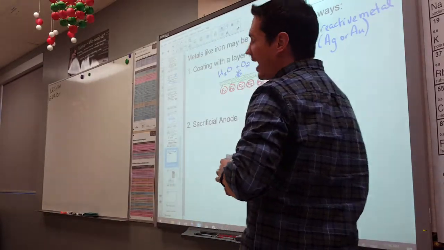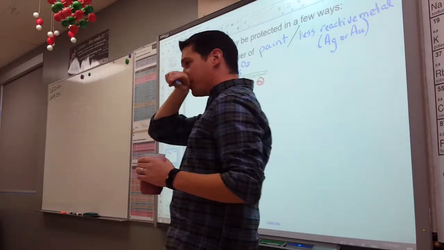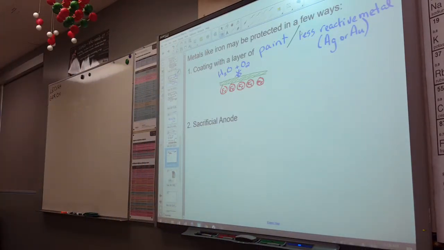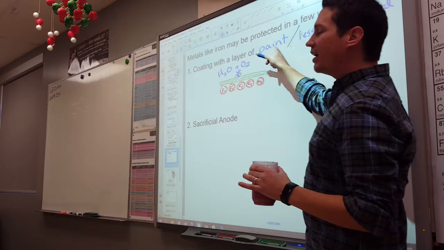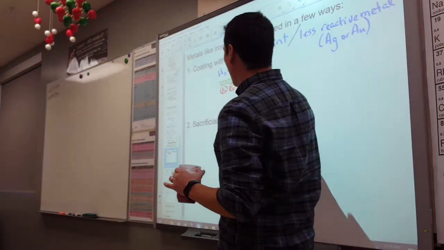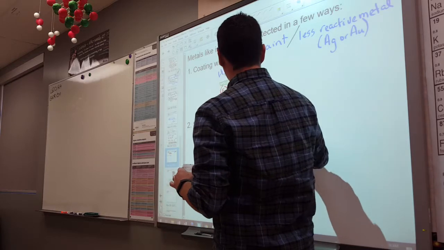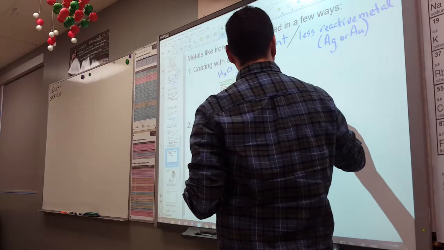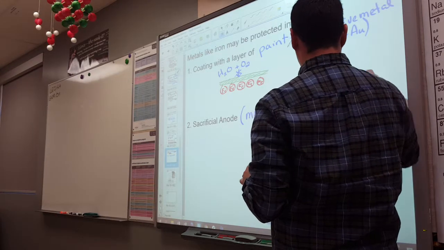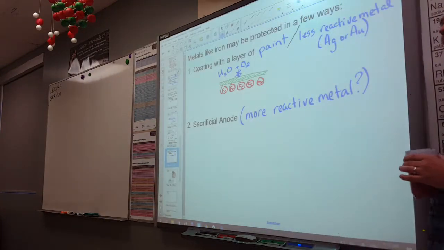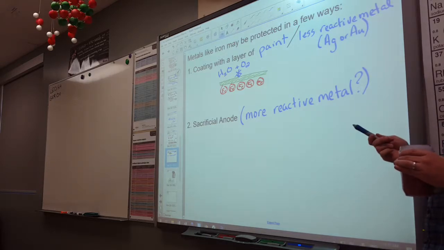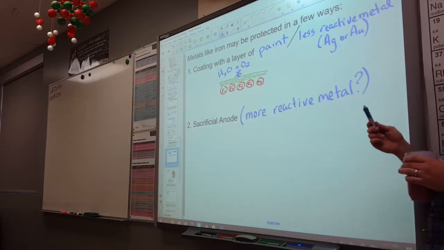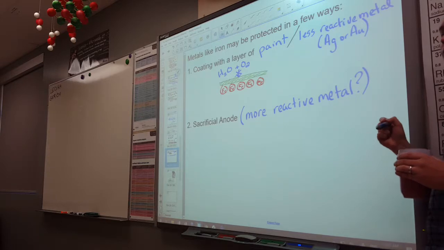It is a sacrificial anode. Okay, so let's think. Another thing you could do, and as insane as this sounds, instead of covering it with a less reactive metal, you could cover it... So let's think about this. A sacrificial anode, and you don't even know what an anode is, and that's totally fine. But a sacrificial anode is you have a stronger reducing agent than iron present.